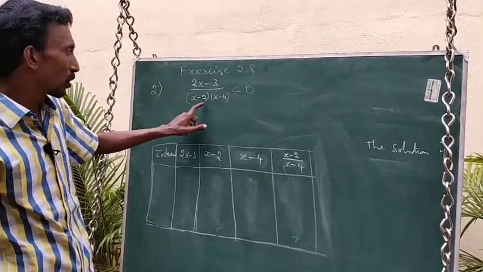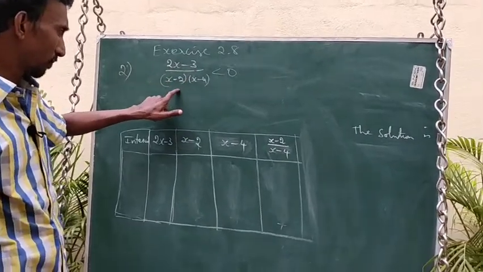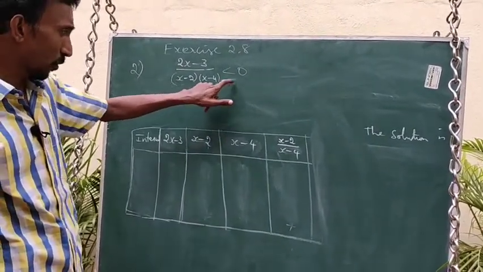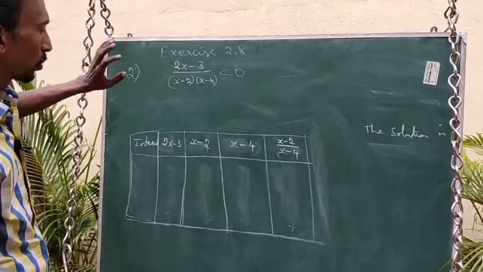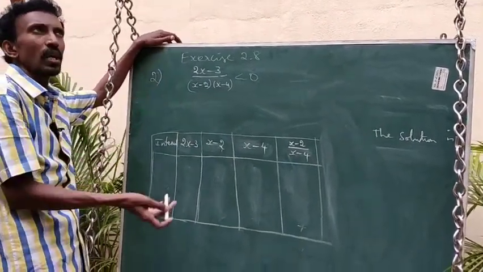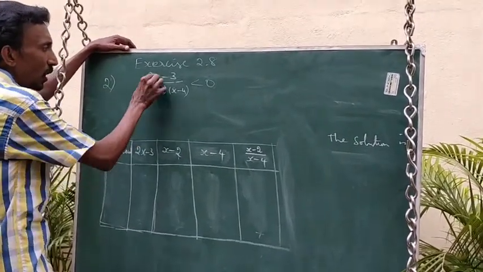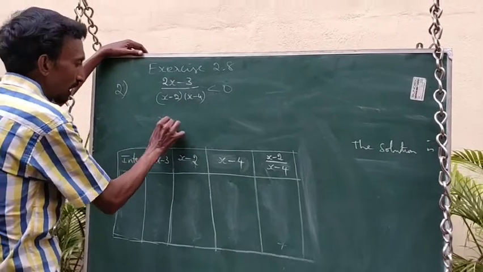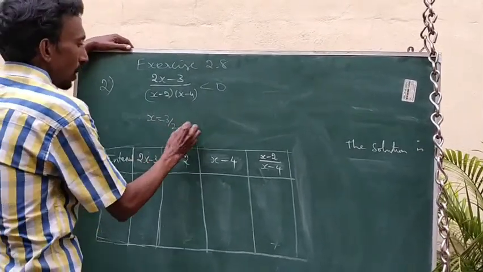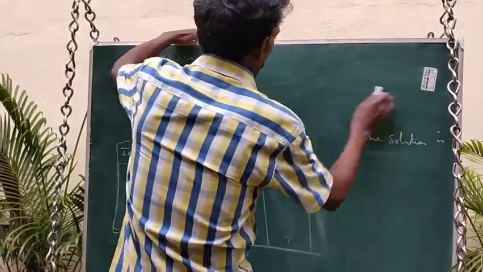Find all the values of x satisfying the inequality (2x minus 3) by (x minus 2)(x minus 4) less than 0. Okay, as usual, equate the polynomial in the numerator and the polynomial in the denominator to zero separately. So if we equate the numerator and denominator factors to 0, we are getting x equal to 3 by 2, x equal to 2, x equal to 4, as in the previous question.